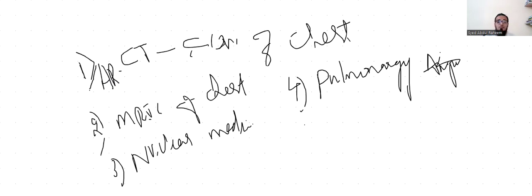Okay. Next, sometimes we can see ultrasound, USG of chest region also. And next, after ultrasound, we have bronchoscopy. Yesterday I also told about that, bronchoscopy. Okay.